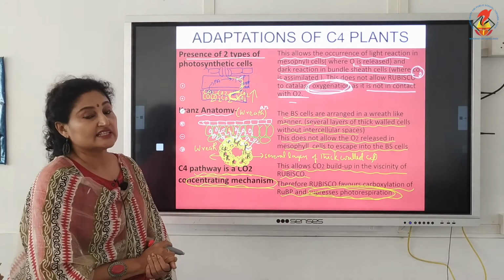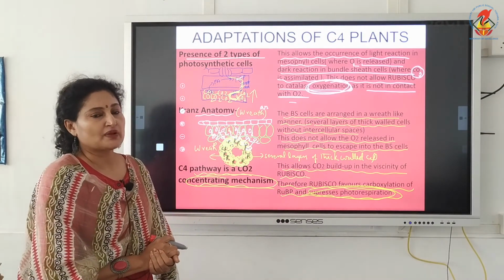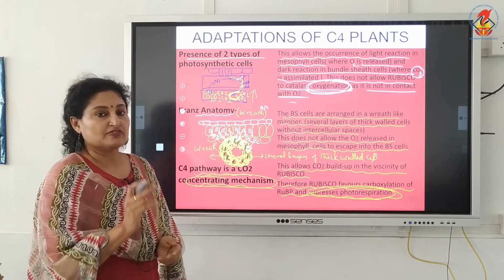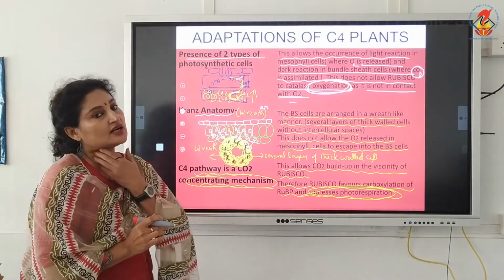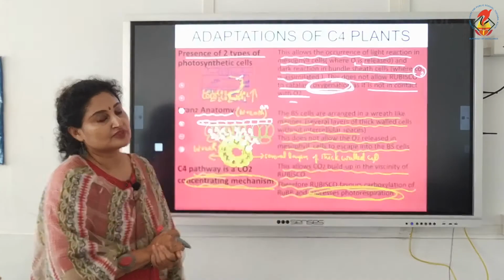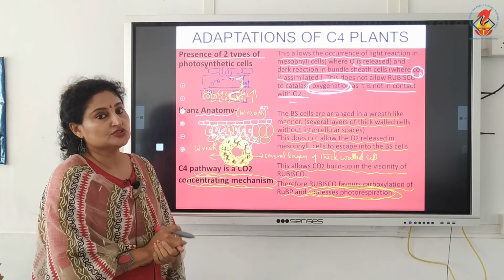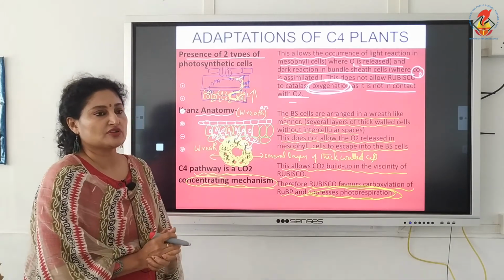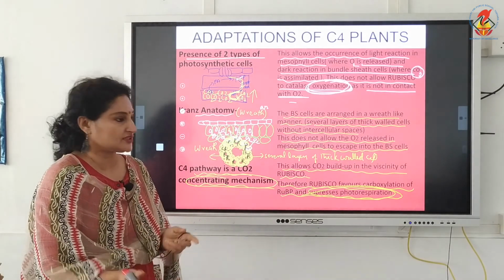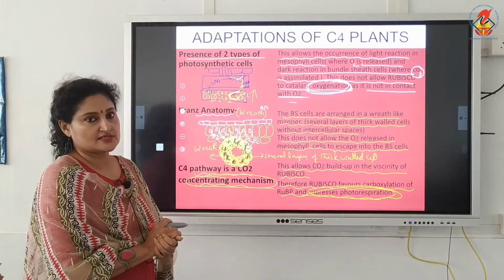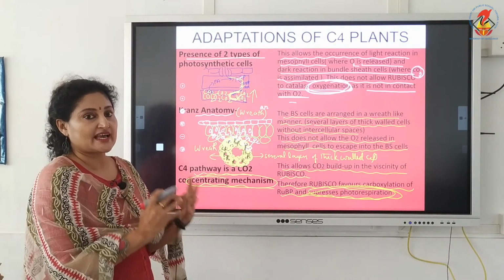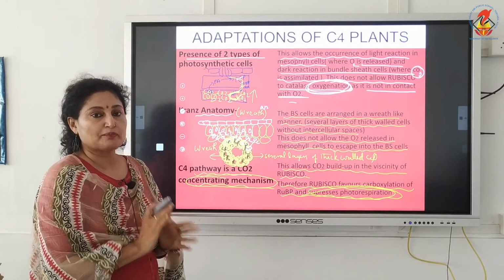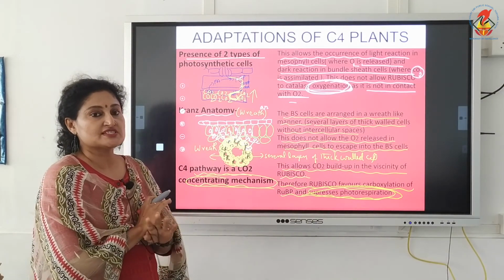Now, can you say, is there any chance for C4 plants to undertake photorespiration? There is no chance. And when C4 plants do not undertake photorespiration, definitely the yield is high due to photosynthesis, very high yield due to photosynthesis. So they are very photosynthetically efficient plants, the C4 plants, because this is an adaptation. In 3 points I told you, the adaptation to suppress, and therefore photorespiration is negligible.